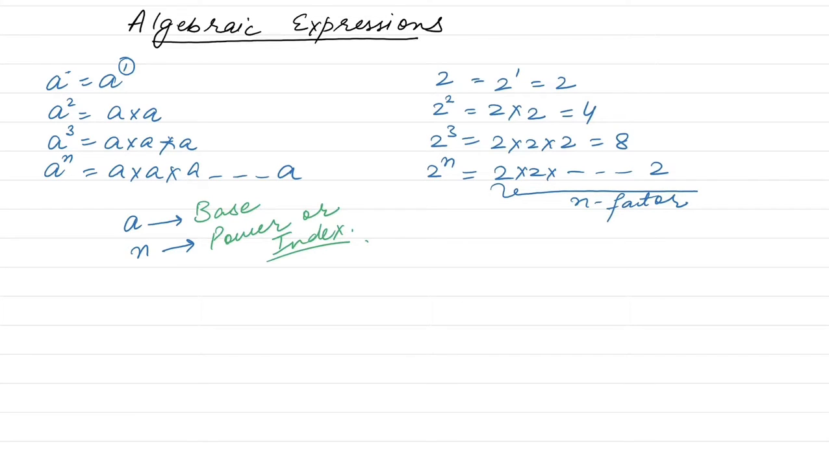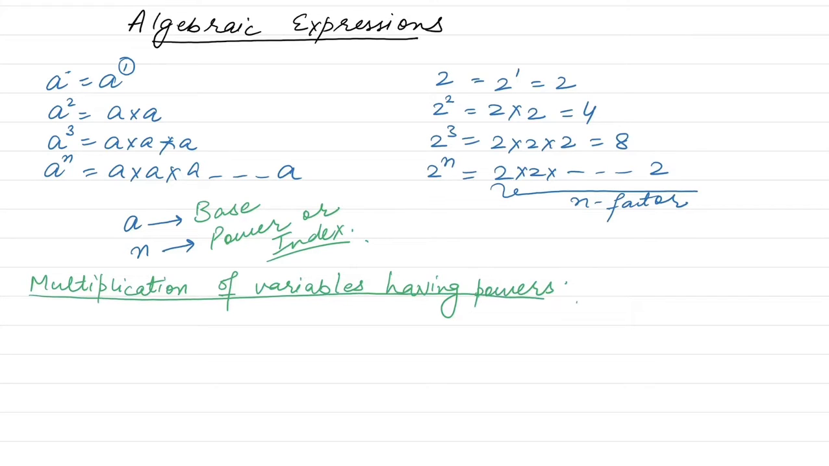So let's do multiplication of variables having powers. How can we multiply those variables which have a multiplication sign between them and a power on each variable? Let's do the formula first: a to the power n times a to the power m. Here a is the variable, and n and m are the powers or index of those variables.